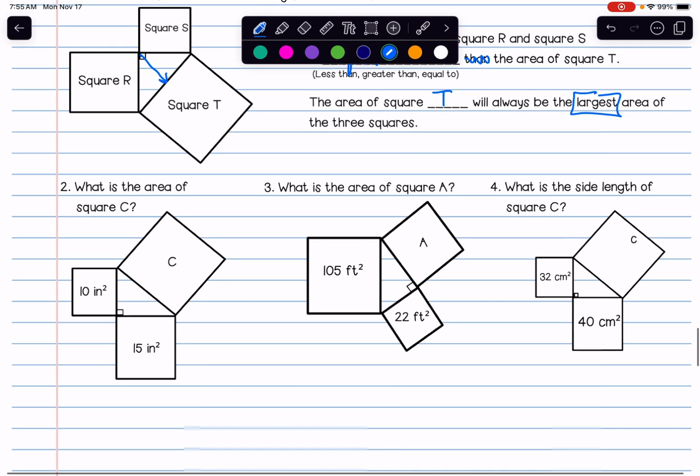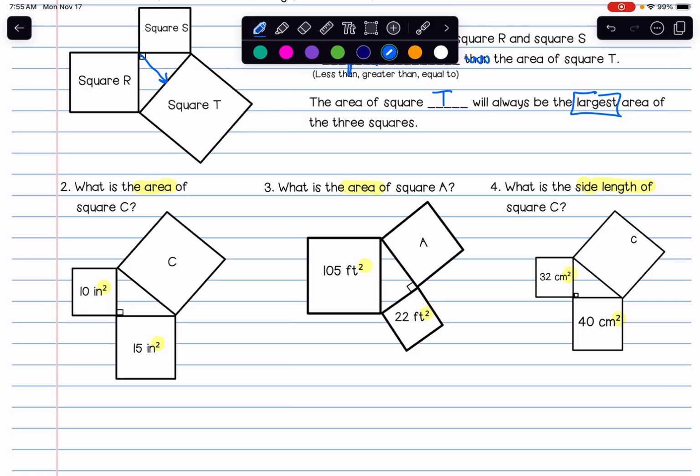So if they're giving me the areas already, remember I can identify that because it has little squares here. On all of these, this one they're asking for area, this one they're asking for area, but this one they're asking for side length. So that means that's going to be an extra step for me.